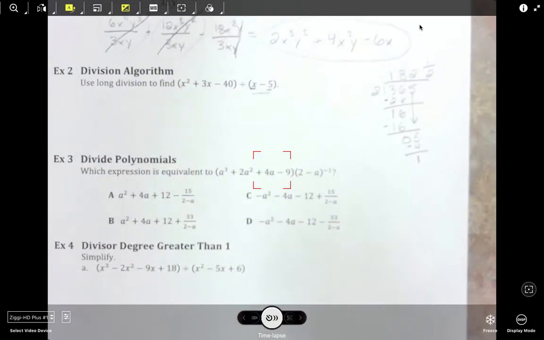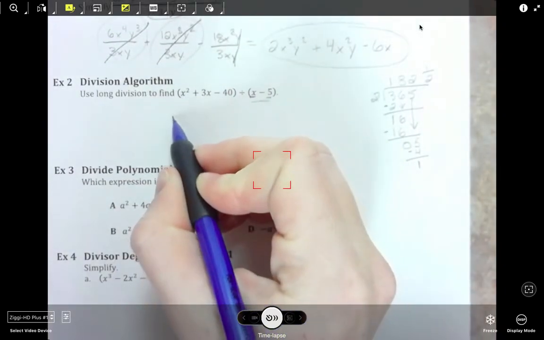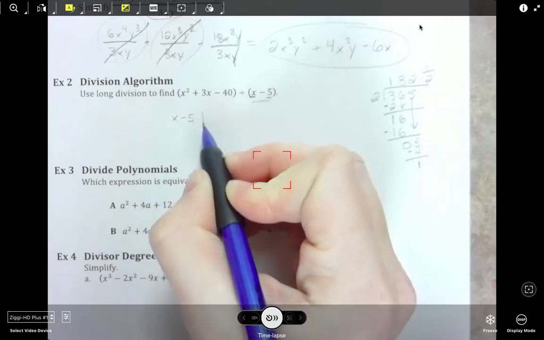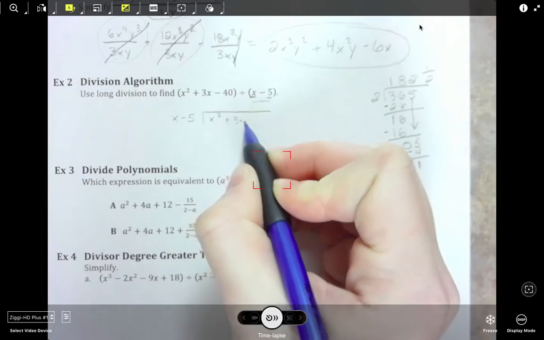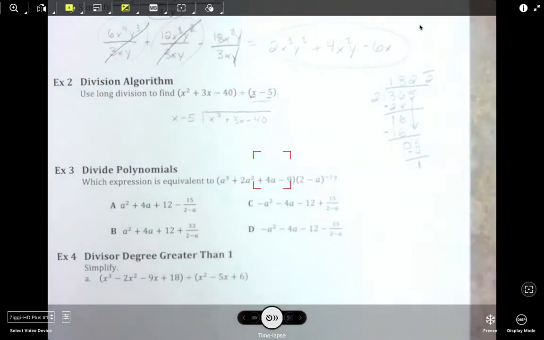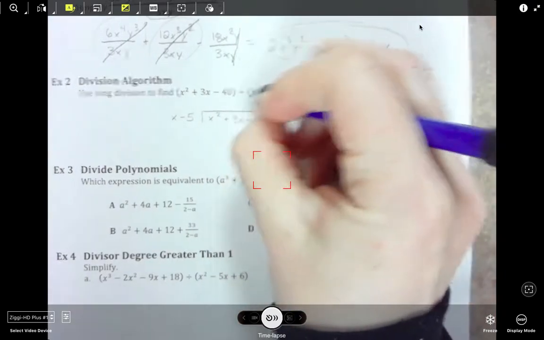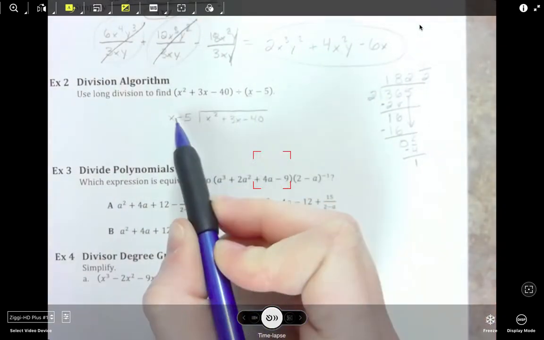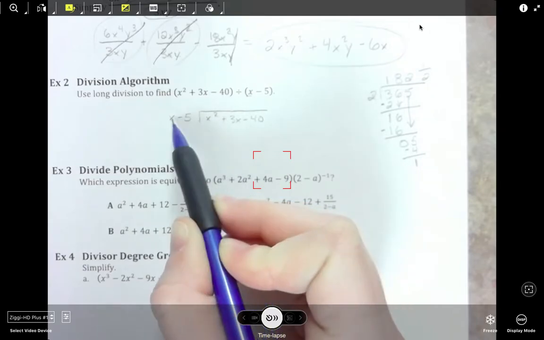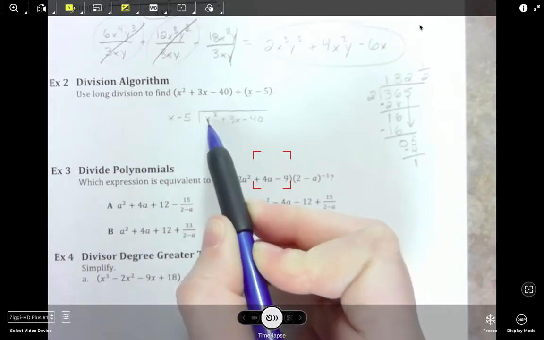So let's look at what this procedure looks like. X minus 5 is what we're dividing by, so that's going to go on the outside, and we're going to put x squared plus 3x minus 40 on the inside. All right, so just like we asked ourselves over here, how many times does 2 go into 3? We would say, how many times does x go into x squared? Or what do we have to take times x to get x squared?